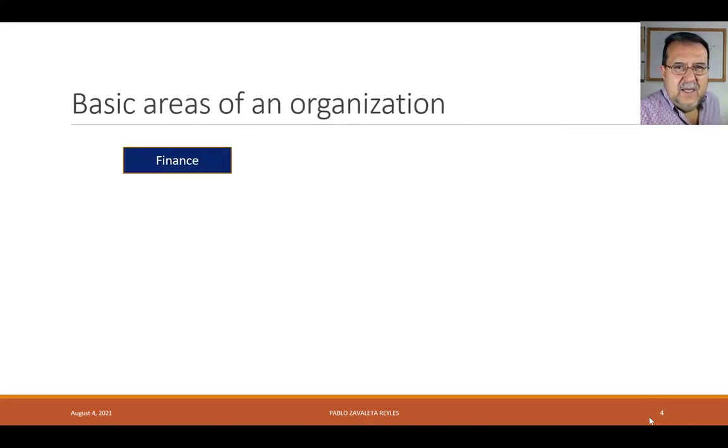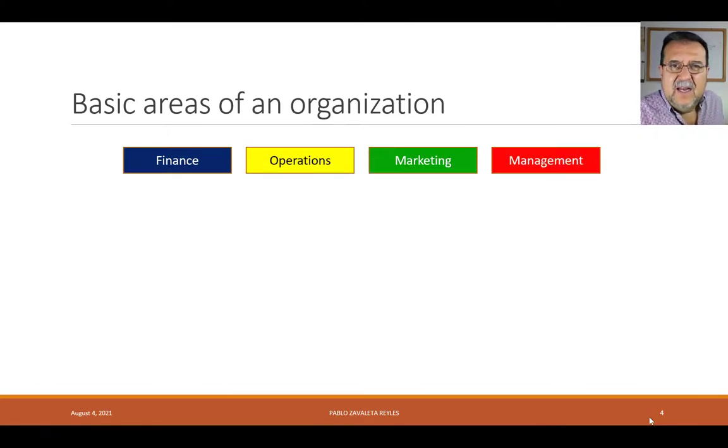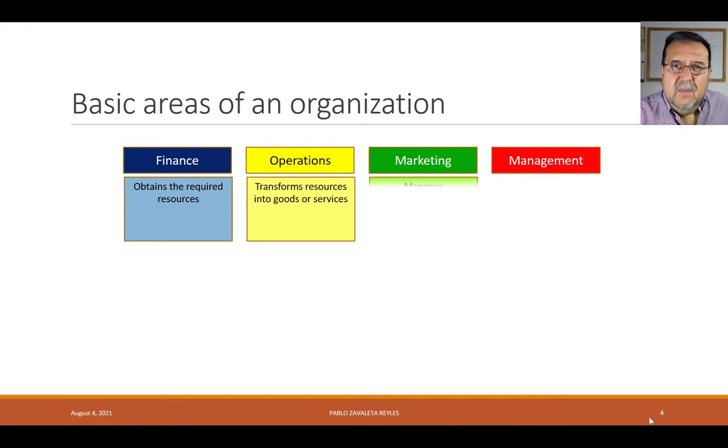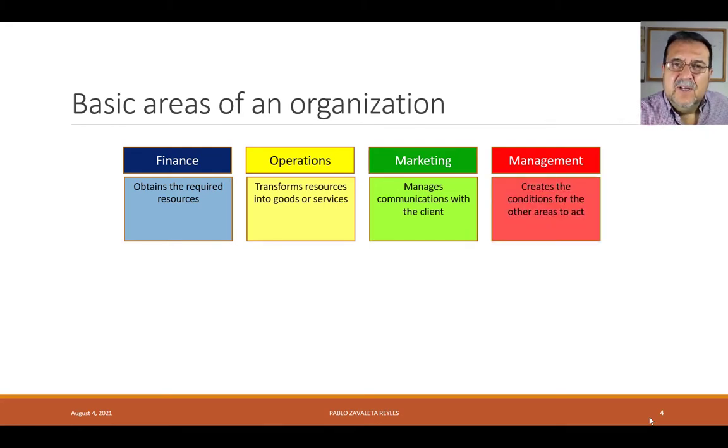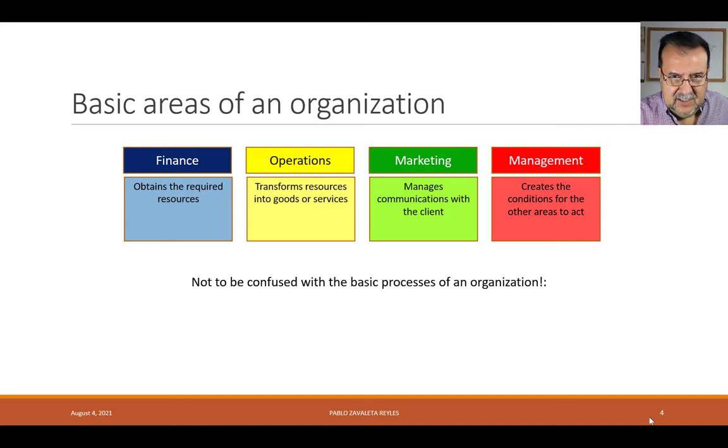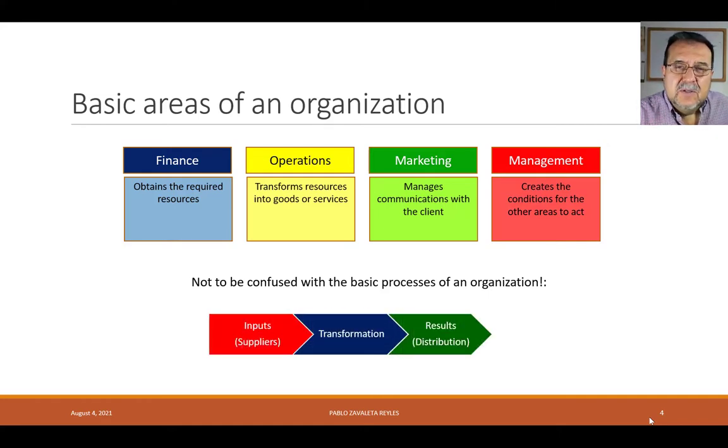Four are the basic areas of an organization: finance, operations, marketing, and management. Each one has a certain function. Finance obtains the required resources. Operations transforms them. Marketing communicates with the client. Management creates the condition for the other areas to act. But please do not get confused with the basic processes of an organization, which, as we said before, go from inputs to outputs, passing by transformation.